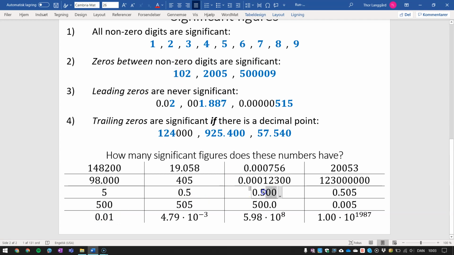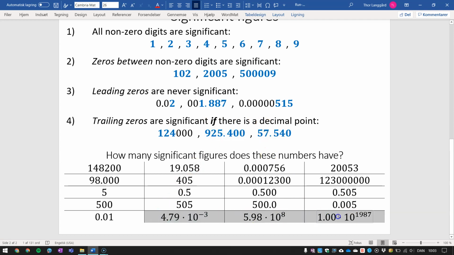This here would have 3. The 0 in front does not count, and the 2 zeros at the back do because there's a decimal point. This would have 4 because all the zeros at the back count because there is a decimal point. This would have 1 because all the zeros in front never count.